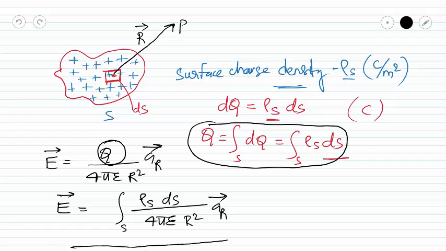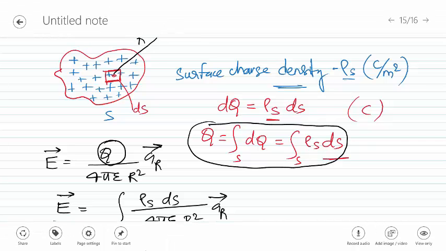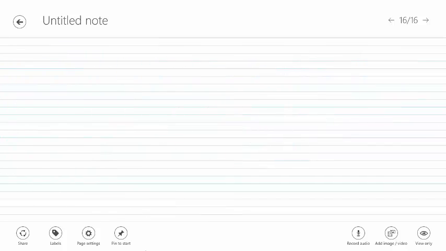So this is the relation which we use for finding the electric field intensity at a point due to a surface charge distribution. Okay, right? So this is the expression for electric field intensity due to surface charge distribution. So like surface charge distribution, we may have volume charge distribution also. That means charge may be distributed evenly inside a volume.